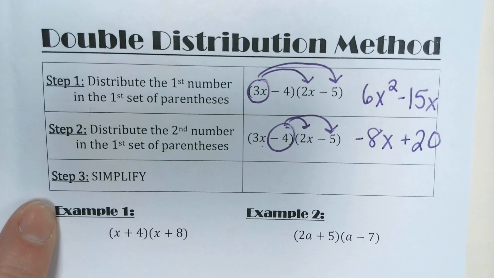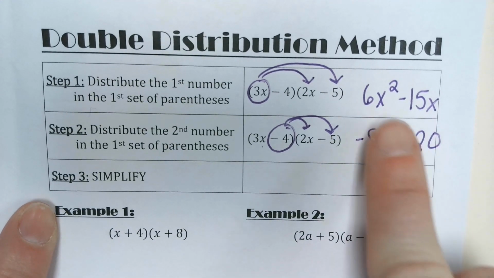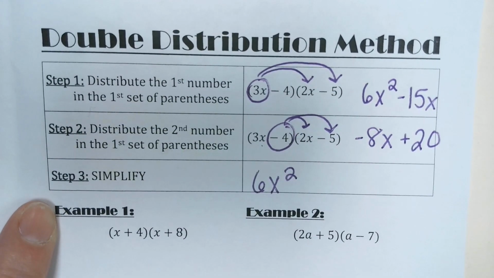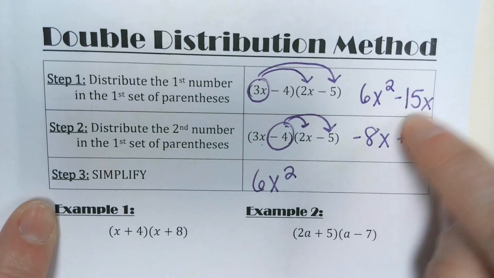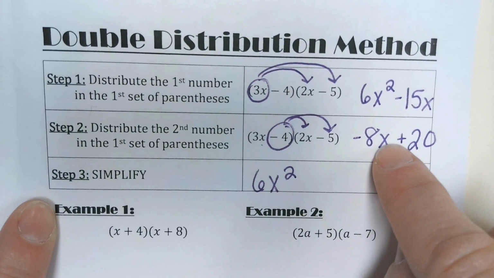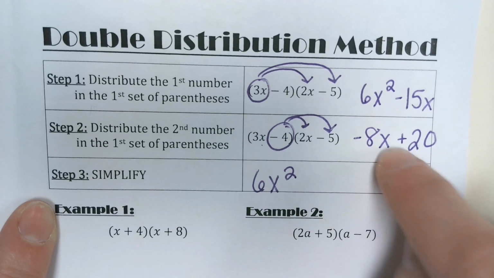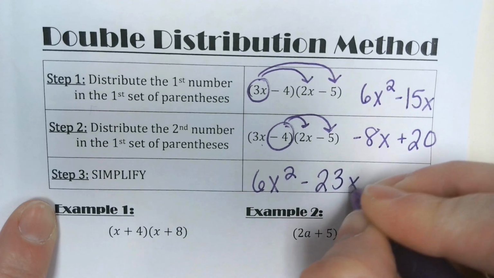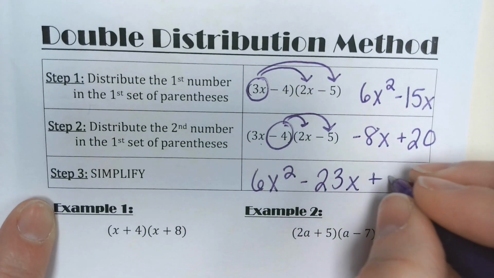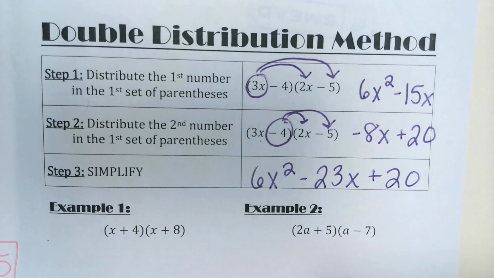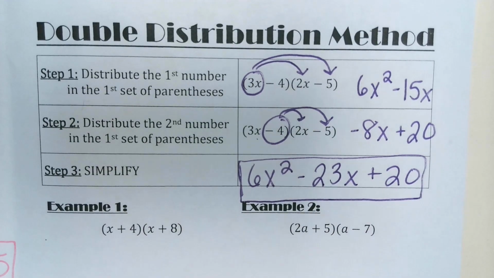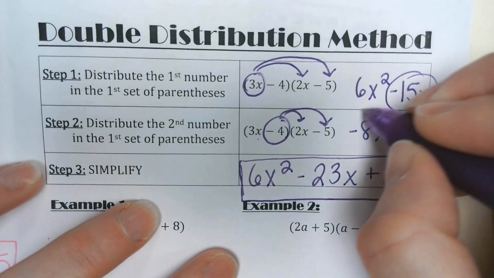Step 3 is to simplify. So 6x squared is going to go first. But then you would combine your like terms, negative 15x and negative 8x. Negative 15 minus 8 is negative 23x. And then plus 20. So then that's my final answer, because we combined these two.